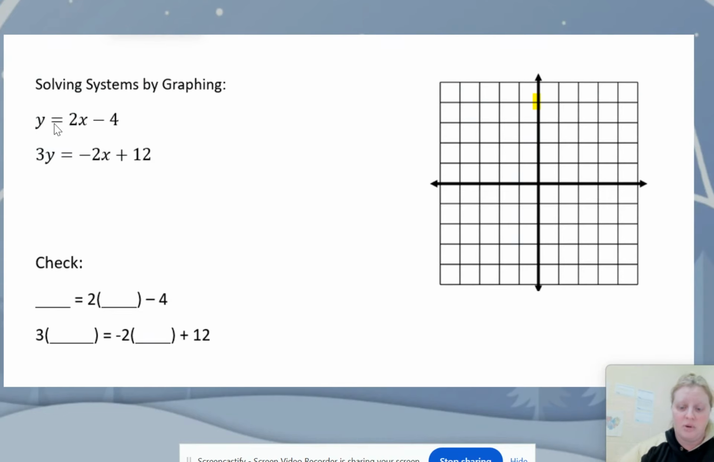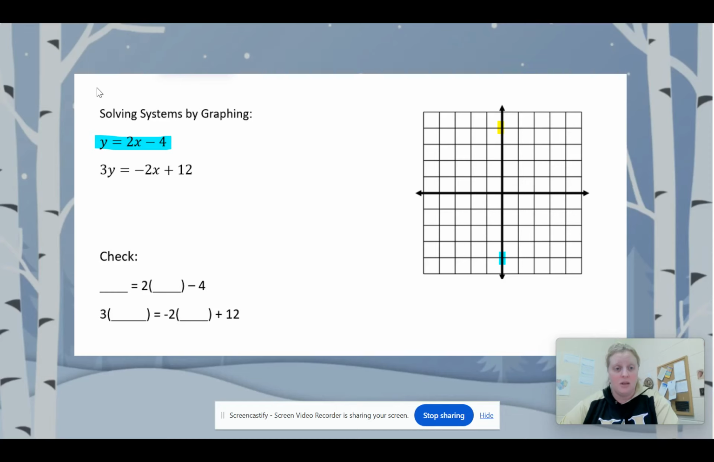So the first one, we're going to put a dot at -4, and then our slope is 2. So we're going to go up 2 and right 1, and then keep with that pattern, and then we'll make a line out of that.